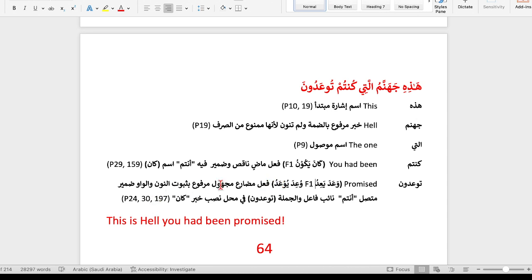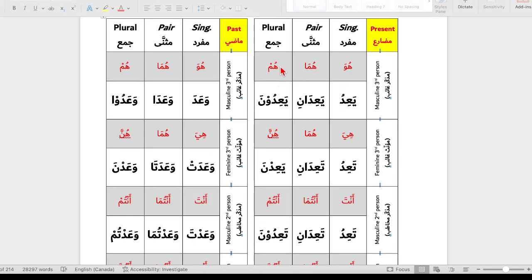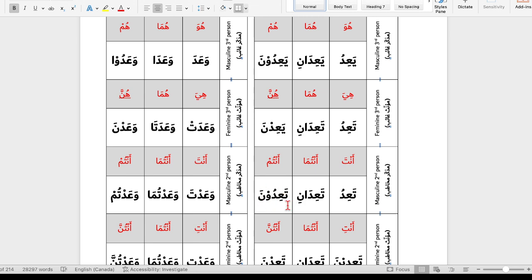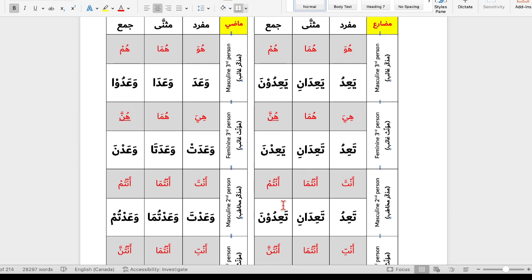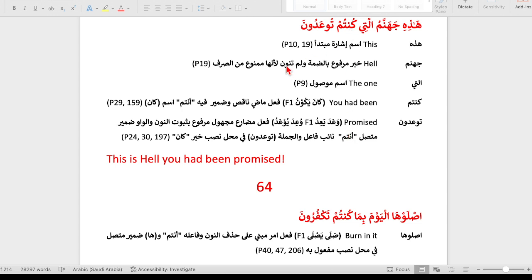I'll show you the table here on page 197. So this is for the active form of the verb wa'ada ya'idu. If you change this to wu'ida yu'adu, just like I have just described: yu'adu, yu'adani, yu'aduna for huwa, huma, hum, and for anta, antuma, antum: tu'adu, tu'adani, tu'aduna. You can just make the table, it is going to follow that same pattern. So tu'aduna.